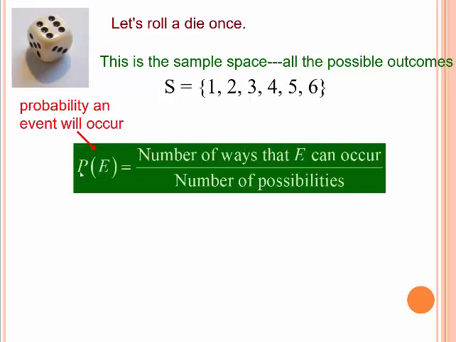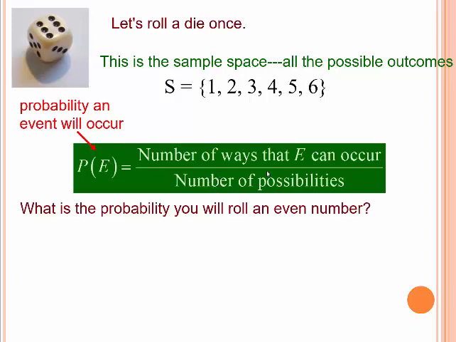So the probability of any event E is the number of ways E can happen, so the number of ways that this event can happen, divided by the number of possibilities, the total number of outcomes. Let me show you this in action.